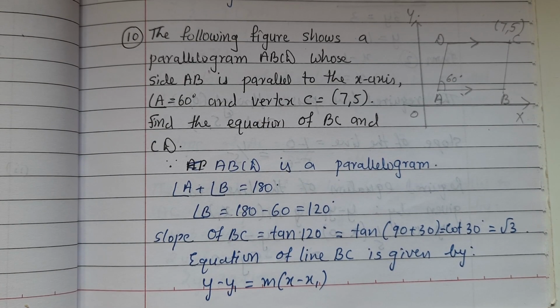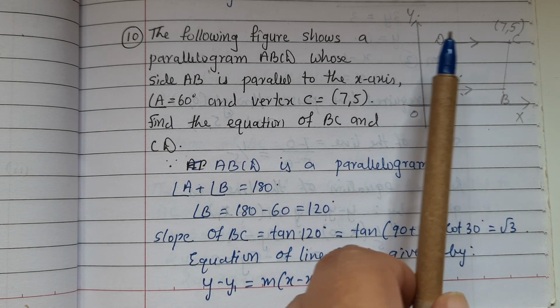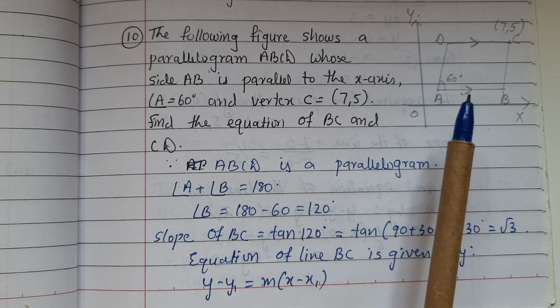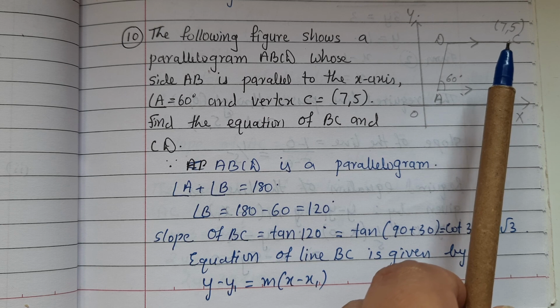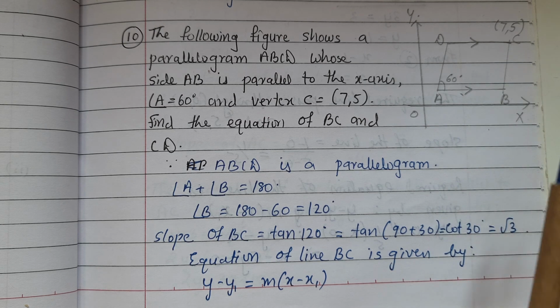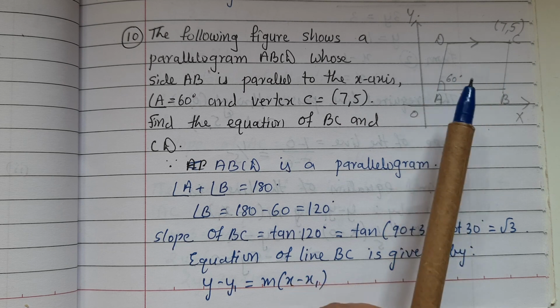Sum number 10. The following figure shows a parallelogram ABCD whose side AB is parallel to x-axis. Angle A is 60 degree and C is (7, 5). Find the equation of BC and CD.